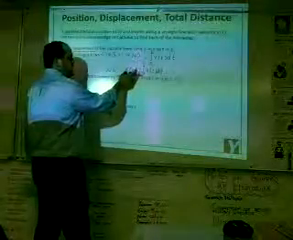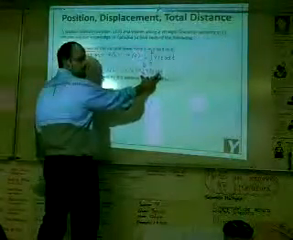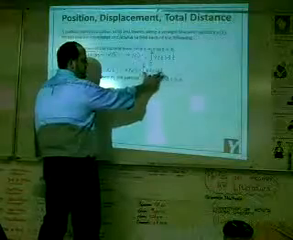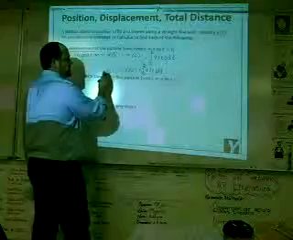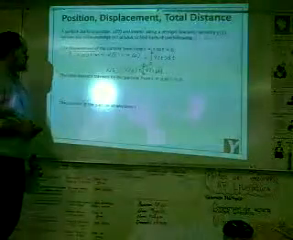So this would represent my starting point. This expression over here represents the change in my position. So if I take my starting point plus my change in my position, I'm going to get my final position.